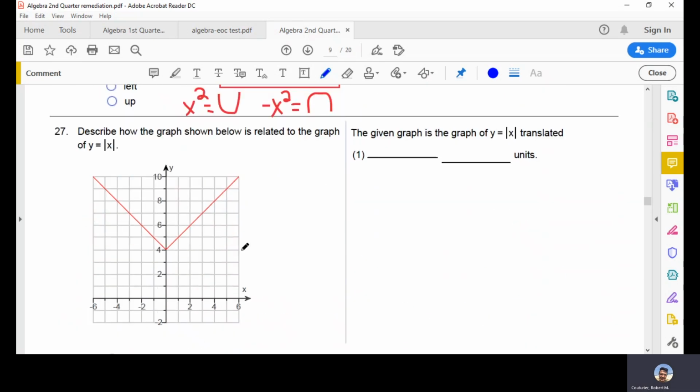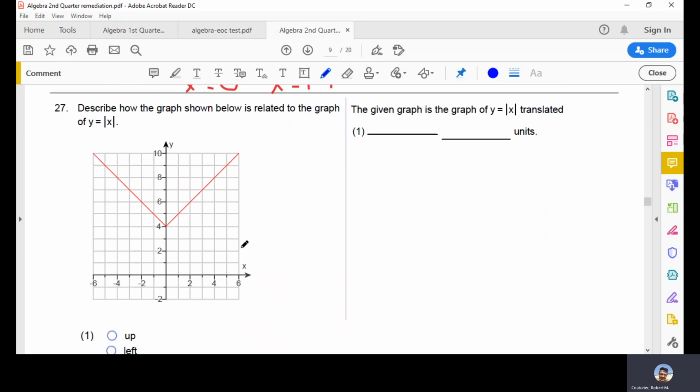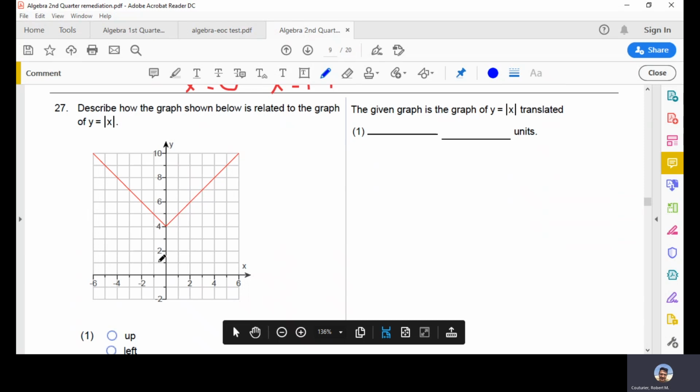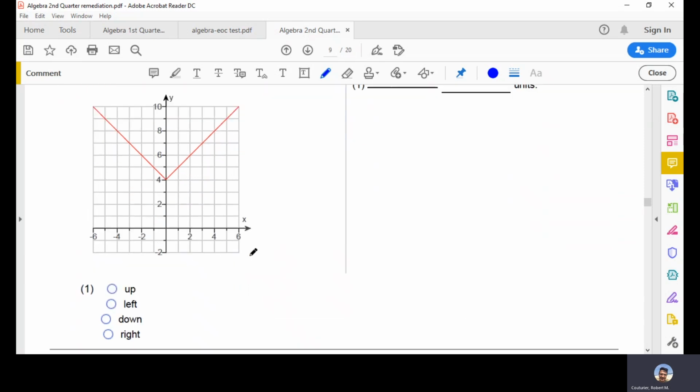The next one, they want you to say, and you're going to do this one, okay? Take a look at it. What's going on? Did it move up, down, left, or right? How many units did it move up, down, left, or right? Always be careful when you look at your margins, guys. They may not always be going by 1, so do be careful.